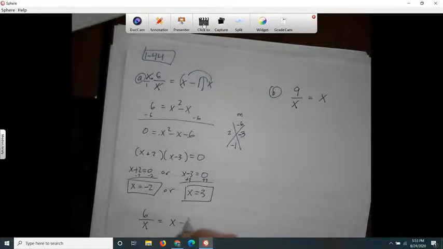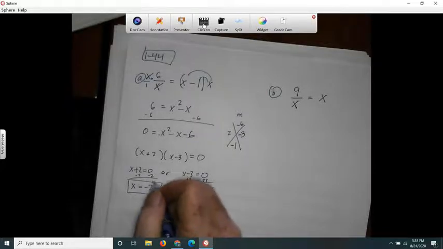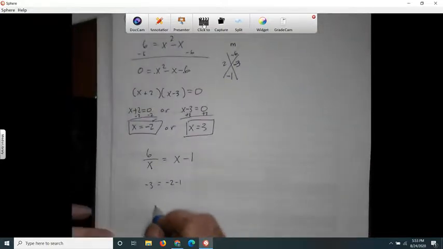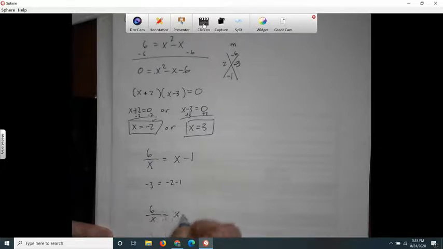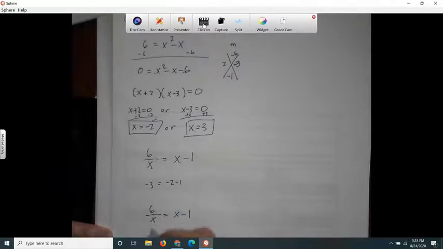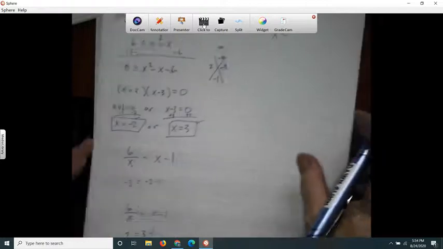equals x minus 1. So if I plug in negative 2 right here, 6 divided by negative 2 is going to be negative 3. And then this would be negative 2 minus 1. Well, that's also negative 3. So that one works. Let's try, so the original problem was 6 over x equals x minus 1. And if x is 3, 6 divided by 3 is 2. And then this is 3 minus 1, that's also 2. So that one worked. On to the next one.